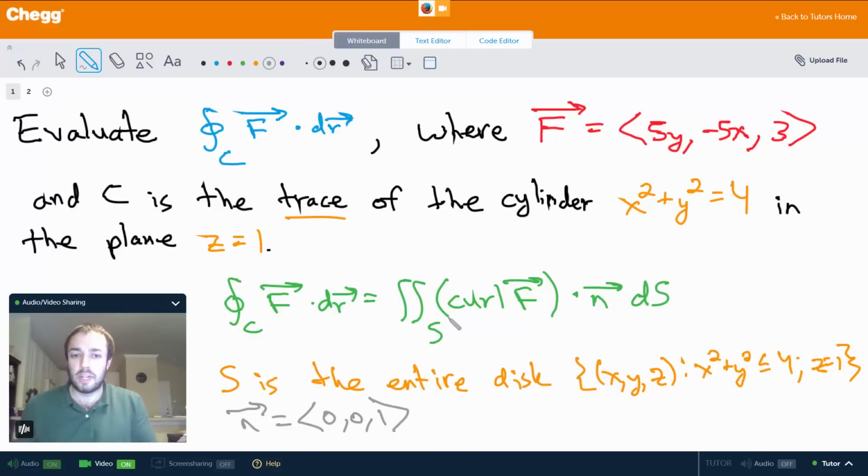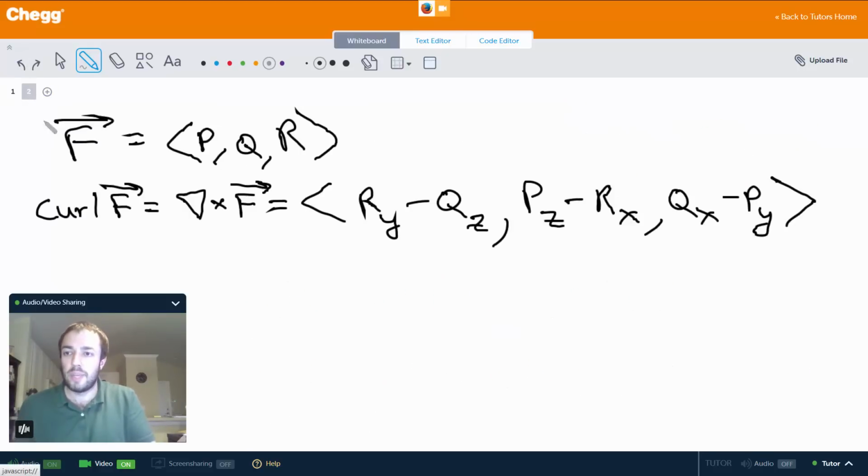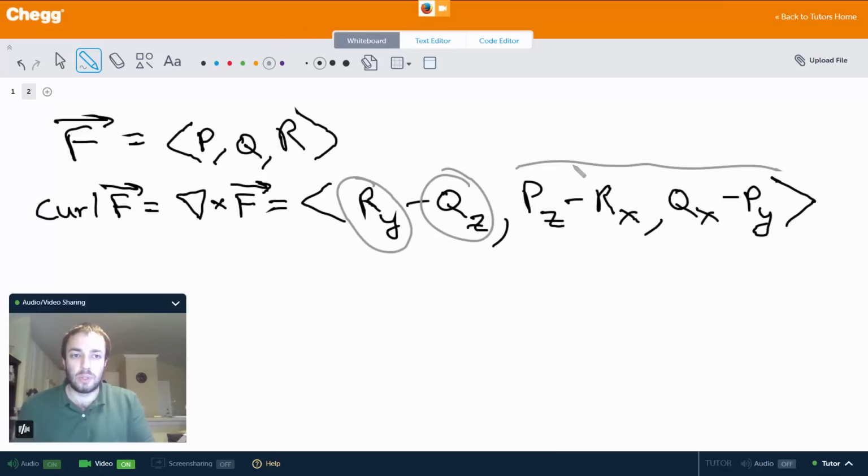Now we also have to figure out the curl of f. So how do we do that? Let's go to page 2 where we have the curl formula. Remember, in general, if we have a vector f made up of the components p, q, and r, where p, q, and r are functions of x, y, and z, then the curl of f is the cross product of the del operator with f, given by the partial derivative of r with respect to y minus partial of q with respect to z in the first component, and the second and third components are as follows. Partial of p with respect to z minus partial of r with respect to x, and then partial of q with respect to x minus partial of p with respect to y.